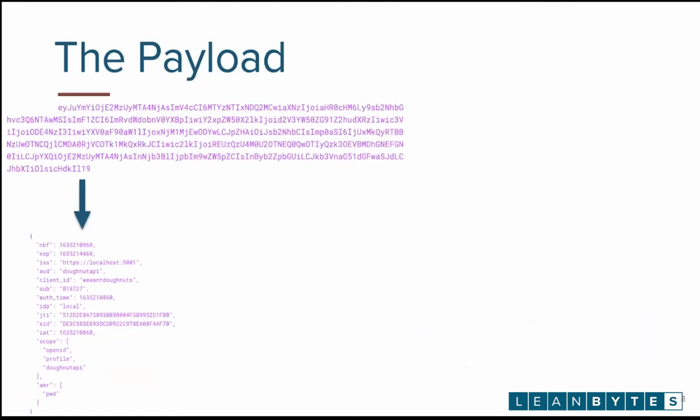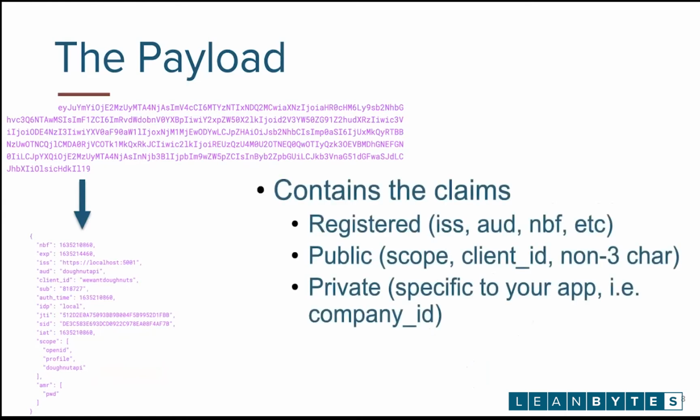When you take the payload and base64 decode it, you'll get something like this. Don't worry if you can't see that. We'll go through a live demo here in a little bit. But these contain all the different claims. You have three different types of claims that are part of this payload.